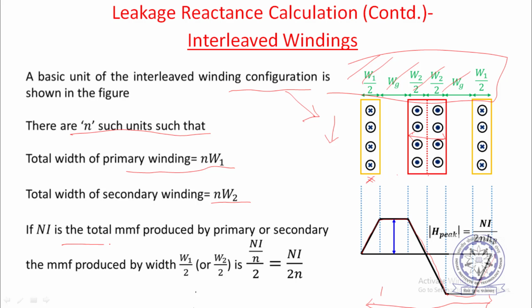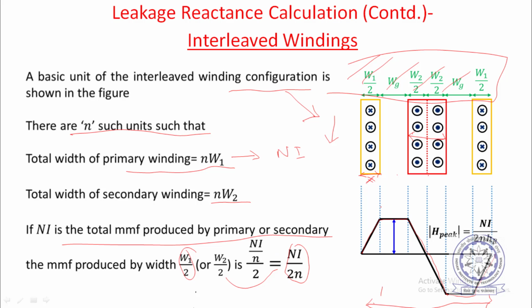Similarly, if Ni is the total MMF produced by either primary or secondary, neglecting mutual magnetization, then how much will one half winding contribute? NW1 is the width. NW1 corresponds to Ni. Therefore, W1 corresponds to Ni by N, and W1 by 2 corresponds to Ni by 2N. Similarly, W2 by 2 also corresponds to Ni by 2N. So that's how this peak.